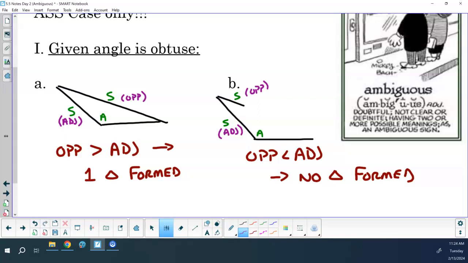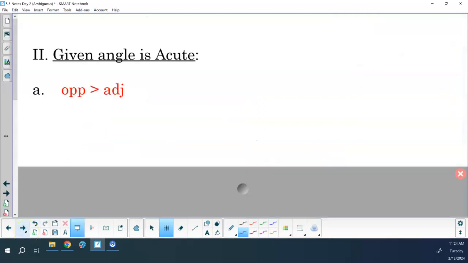So in an angle side case, you can have a triangle formed. You may not have any triangles formed. Okay? That's the whole ambiguous part of it. And these are checks that you've got to make every single problem going forward. Okay? Next now, let's switch to the given angle that we have is acute. Okay?